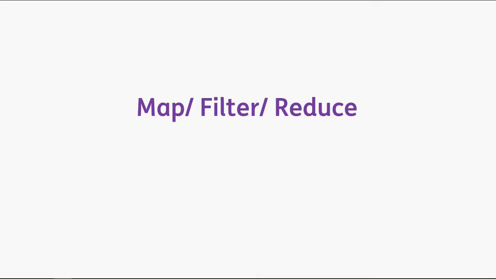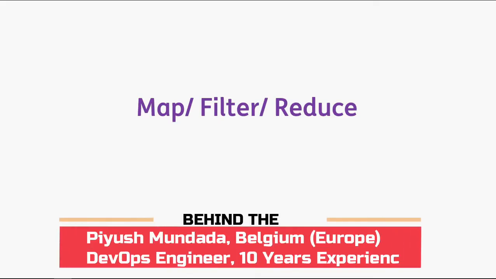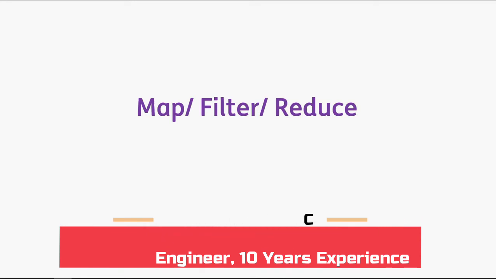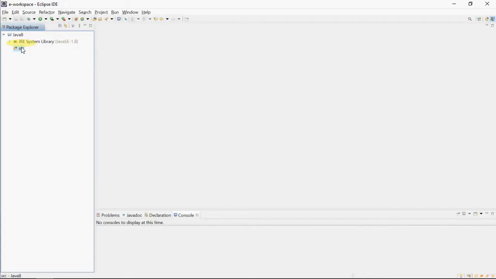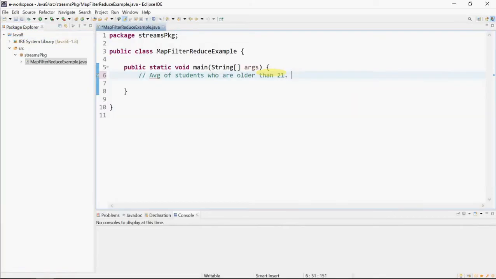As per the definition, stream is a map, filter, reduce algorithm. So let us discuss this first. What is map, reduce and filter? So let's go to Eclipse. Here it's a Java project. I took a very simple example to explain all the concepts.